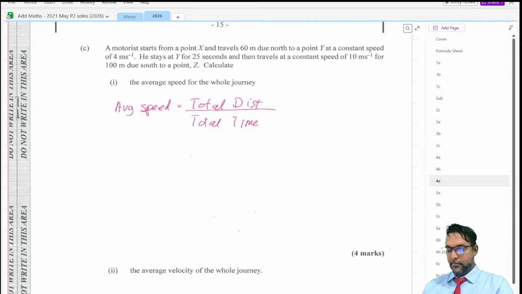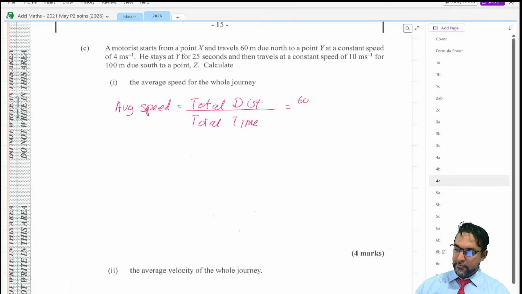But what's the difference with the velocity? Velocity is displacement over time, so you would get rid of the 25 seconds. No. Remember, displacement could be negative, so you just put negative or positive. Right, so he travels 60 meters due north. He stays there and then travels 100 meters due south. So 60 and 100, yes?